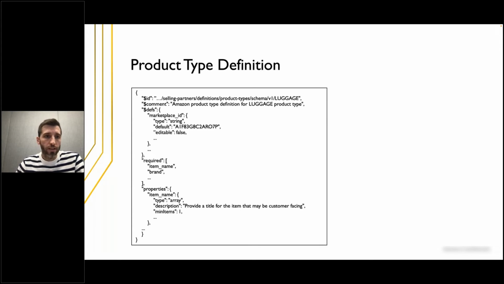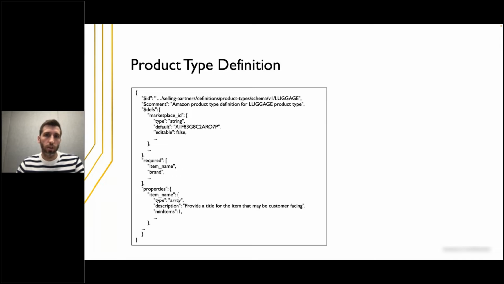You can see that we have a list of required attributes. In this case, we have item name, brand, everything that's mandatory for the category that you are using or trying to submit to will be informed under the required section. And then we have the properties. This is basically the different attributes that the product schema, or that product category, includes.